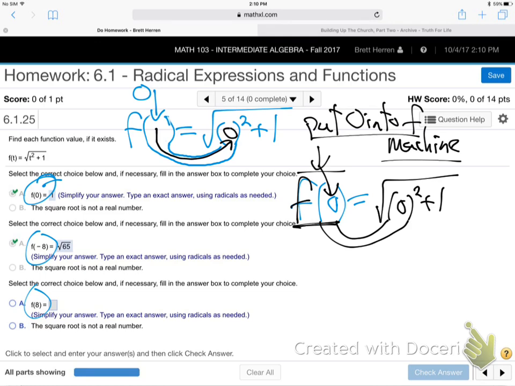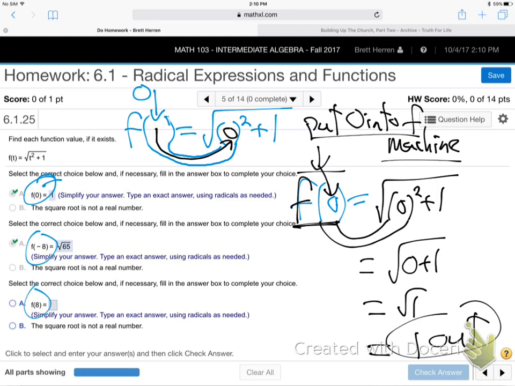Here's the guts of the toaster. Now we're going to work out what happens. 0 squared, 0 times 0, is 0. Plus 1 is just 1. What's the square root of 1? 1. Out comes a 1. This is what comes out of the toaster. You don't need to write it out, but I'm just saying that's why the answer is 1.